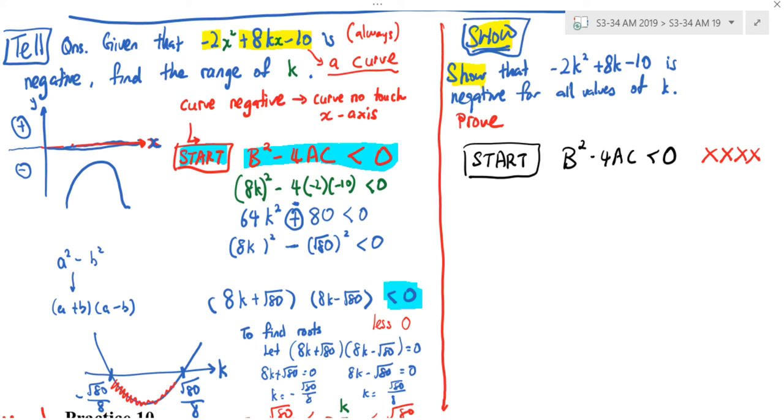Now, this is important because every time students see negative, I start with b square minus 4ac is lesser than 0 is wrong. Then what is the correct way to start? I tell you the big idea.